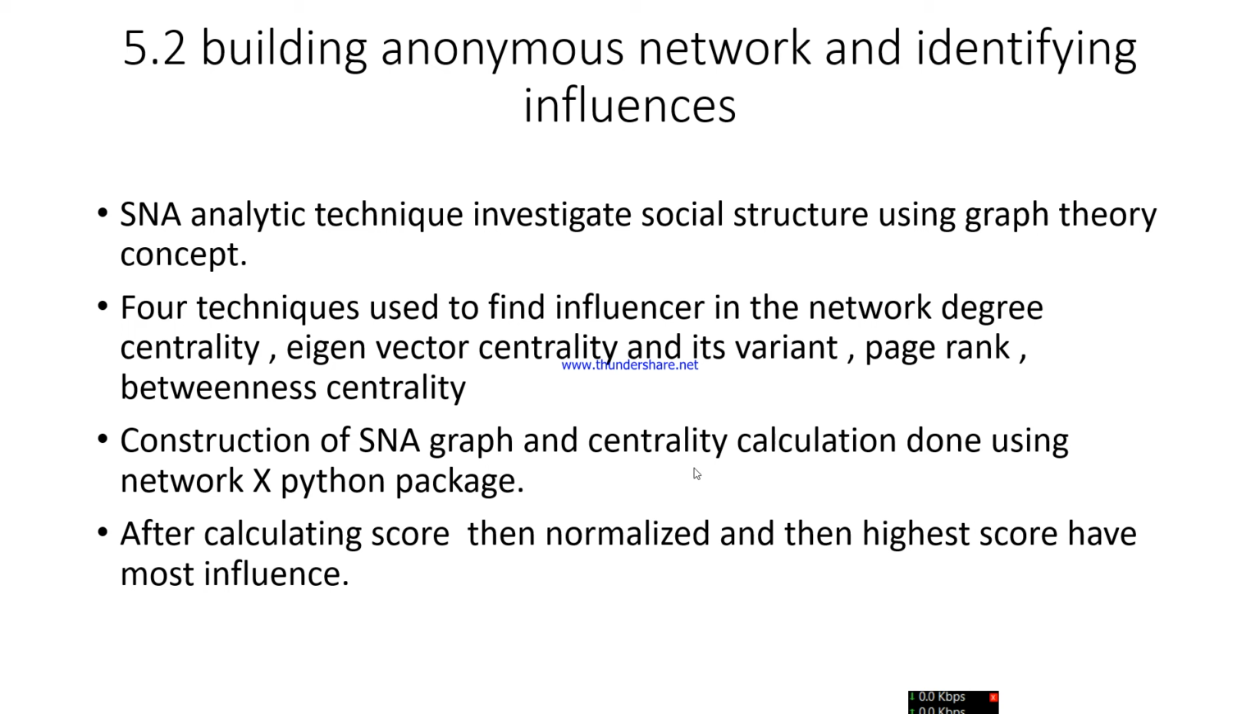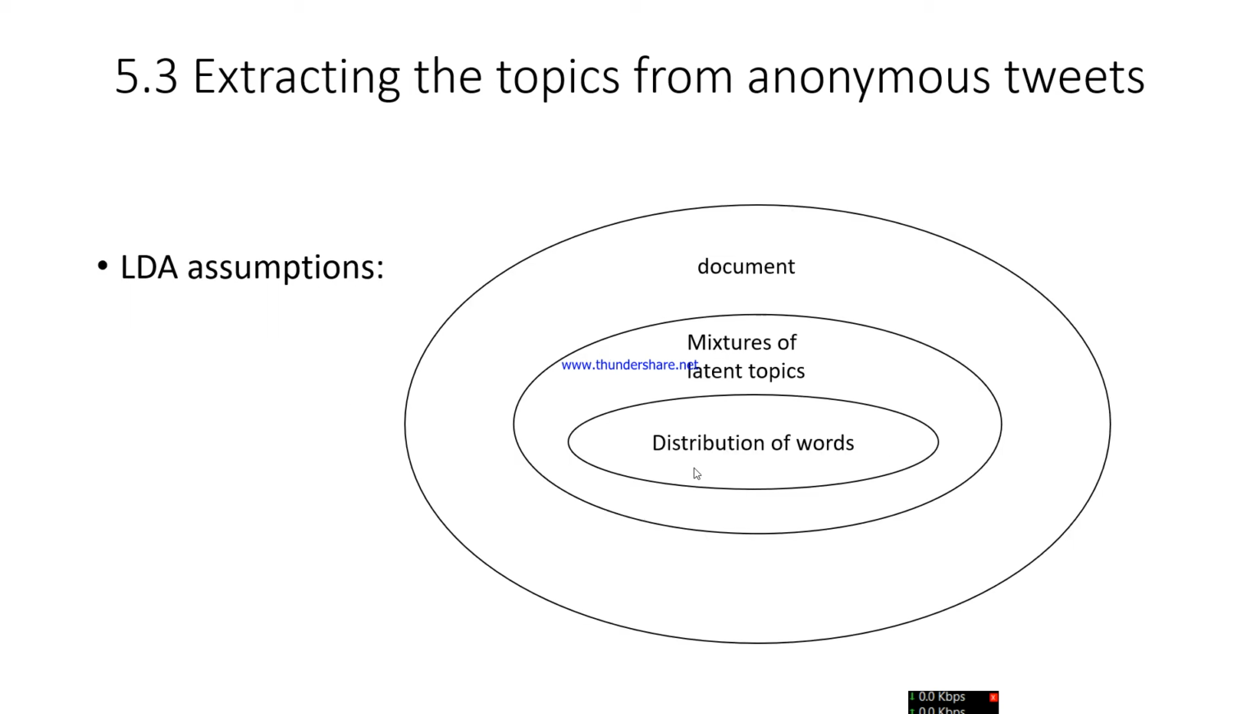To construct the social network analysis graph and calculate centrality, we used the NetworkX Python package. This is a package used in Python. After calculating the scores, we normalize them, and a high score means the most influence in the network. After that, having found the most influential members, we find which topic has the highest influence, used by the most prominent members. We extract which topics from their tweets.